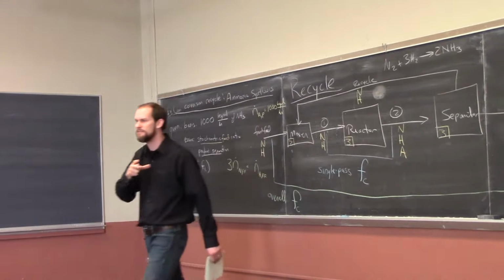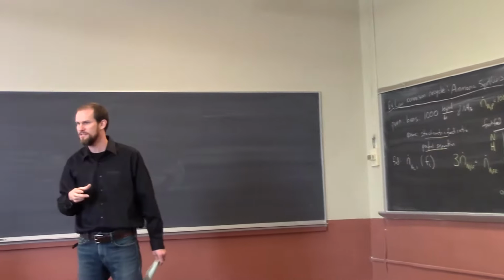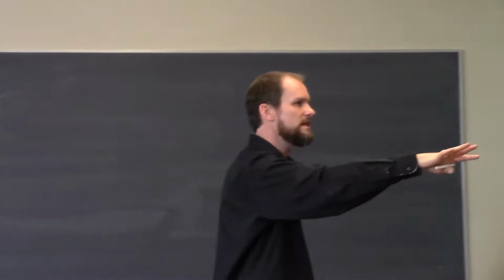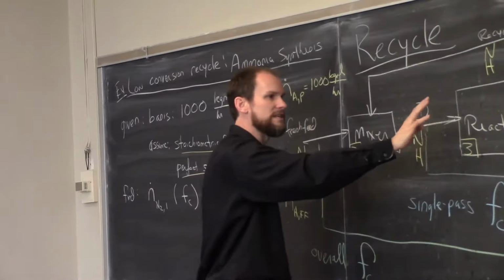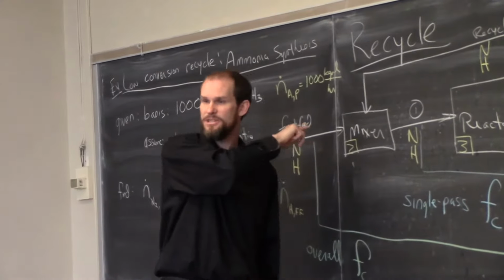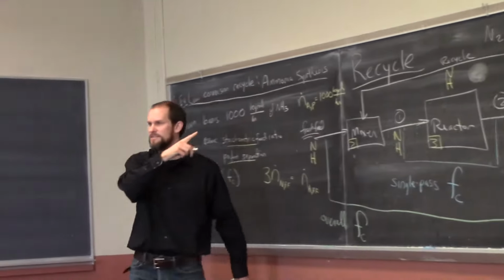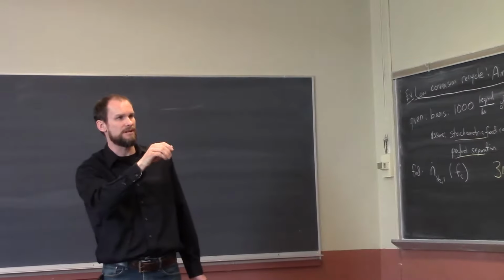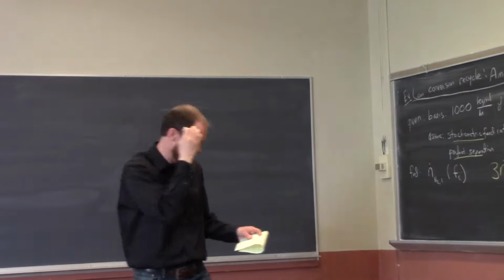Does that make sense? Can we think of why that makes sense physically? Whatever goes through and doesn't get reacted comes back around. What does get reacted, I need to replenish with the fresh feed because everything's at steady state. So this makes sense. I did my math right. Fractional conversion tells me how much I've got to replenish each time.